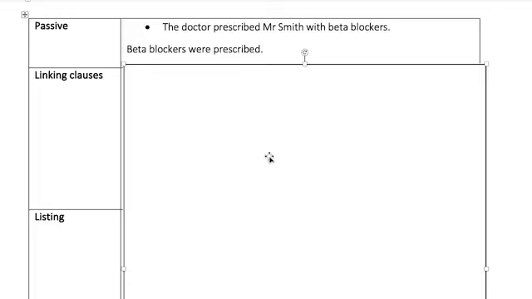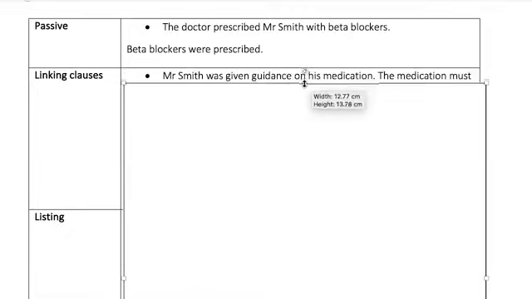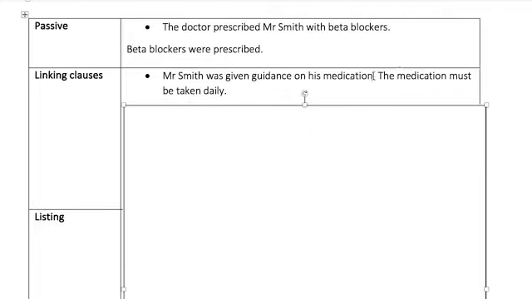So let's look at a couple here. Okay, let's look at a couple. I think this would be a good one for us to look at. Okay, so linking clauses. Look at this one. Mr. Smith was given guidance on his medication. The medication must be taken daily. All right, okay. So does anything seem a bit repetitive there?